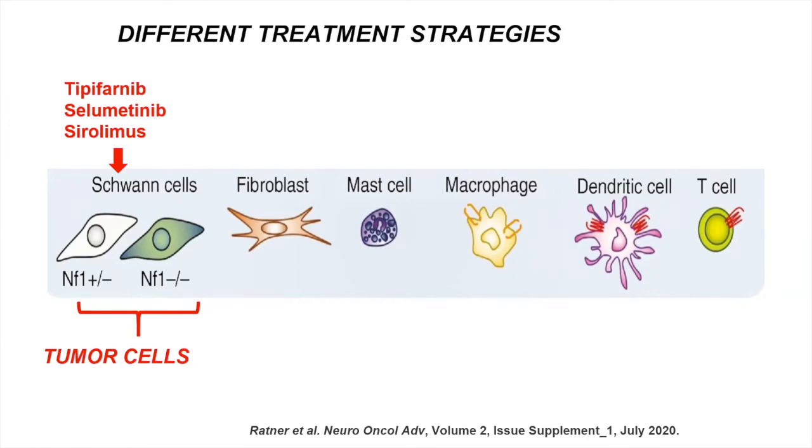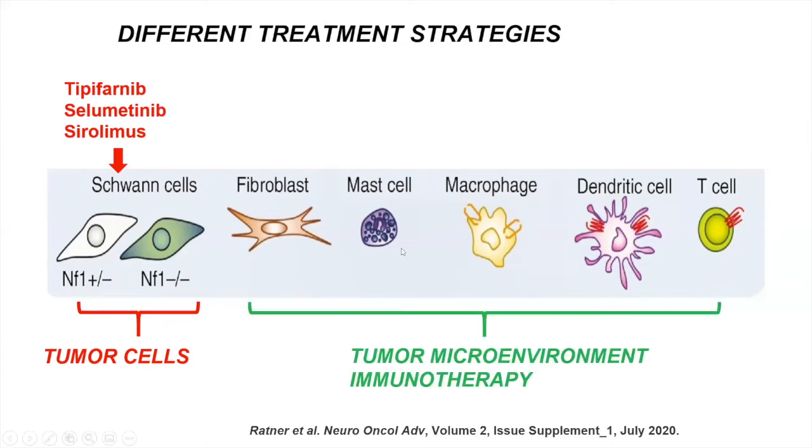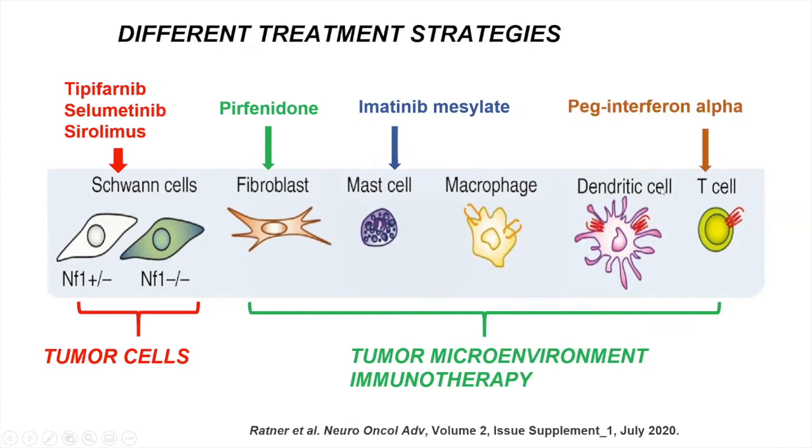But like I said, there are also these other cells that we believe are important components and help the tumor grow. And so researchers have also tried to target these cells. And this is a form of therapy that's targeting the immune cells and is therefore referred to as immunotherapy. So we've used drugs such as pirfenidone, which target the fibroblast cells. And we've also used drugs such as Gleevec or imatinib, which targets the mast cells. And then we've also used drugs such as pegylated interferon, which targets the T cells within these tumors.